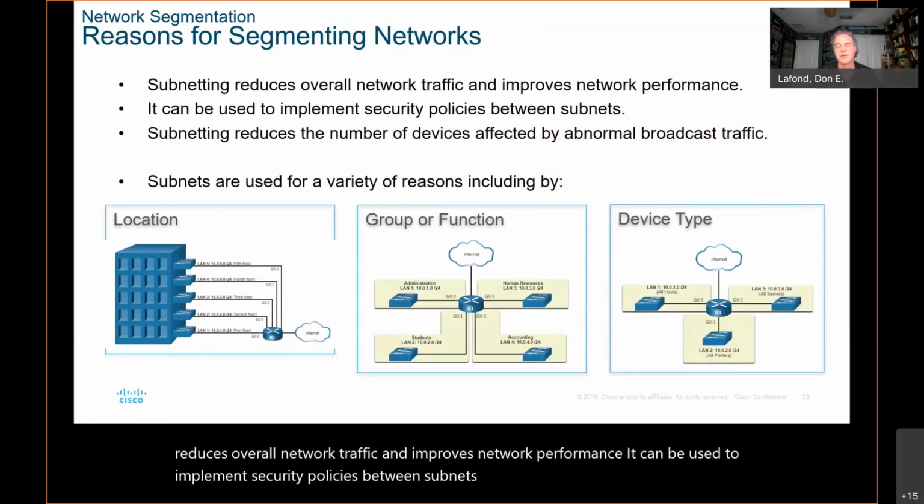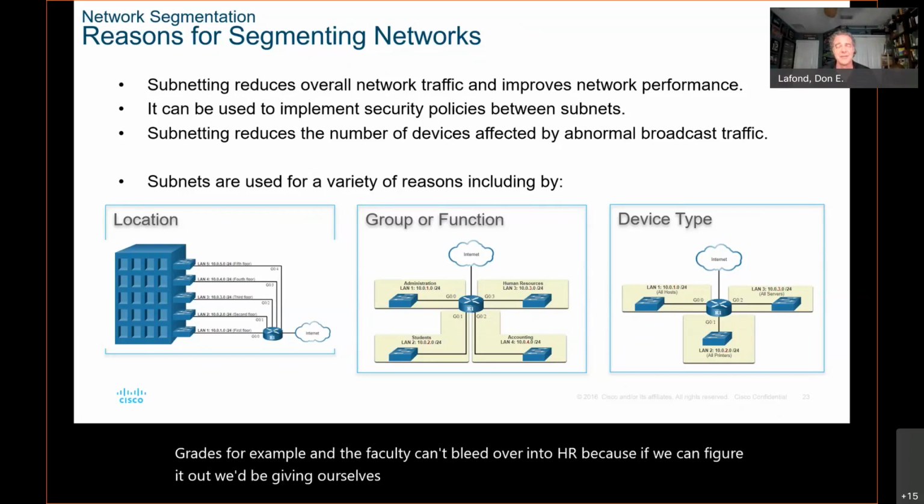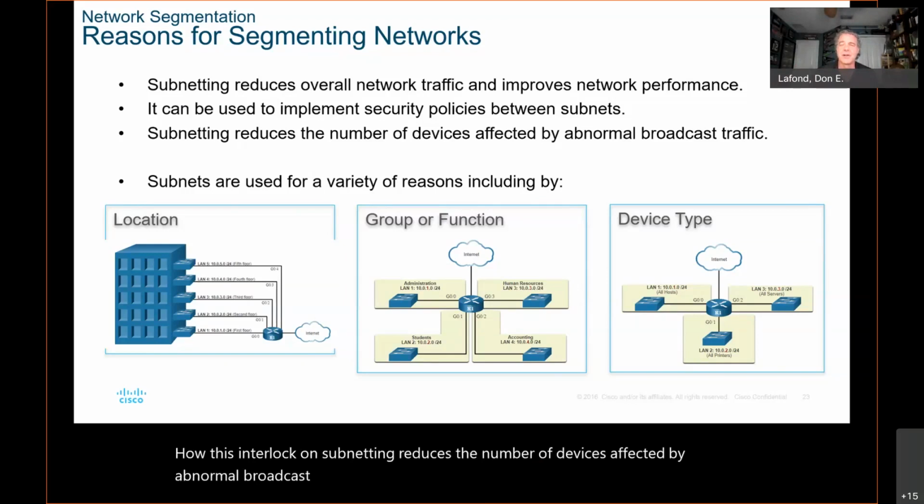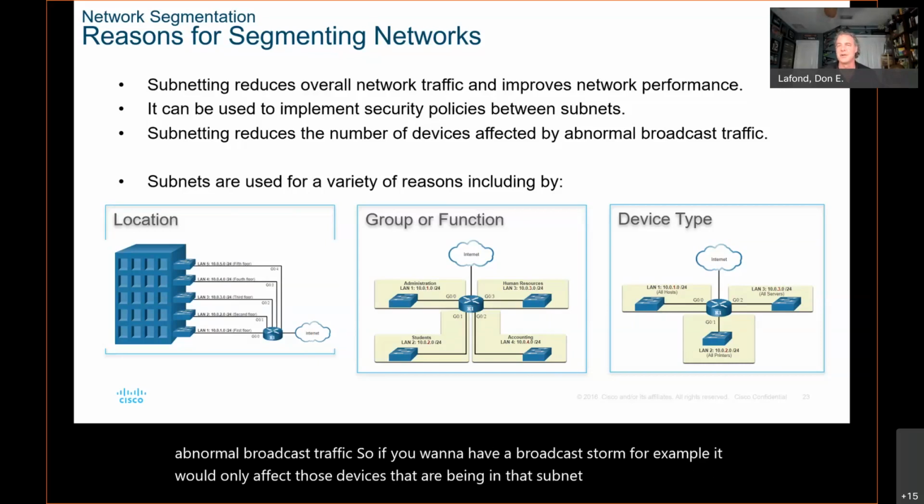For example, the student subnet can't bleed over into the faculty subnet because you guys might want to change some grades. And the faculty can't bleed over into HR because if we could figure it out, we'd be giving ourselves raises all the time, at least until we're caught. Subnetting reduces the number of devices affected by abnormal broadcast traffic. So if you were to have a broadcast storm, it would only affect those devices in that subnet, not the entire building.